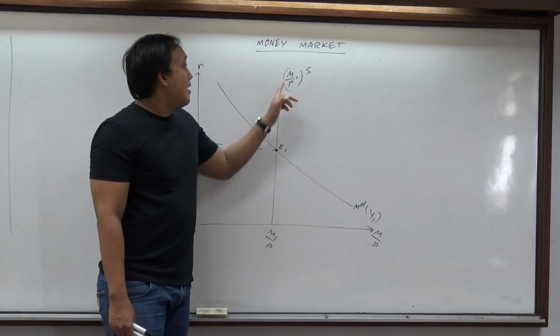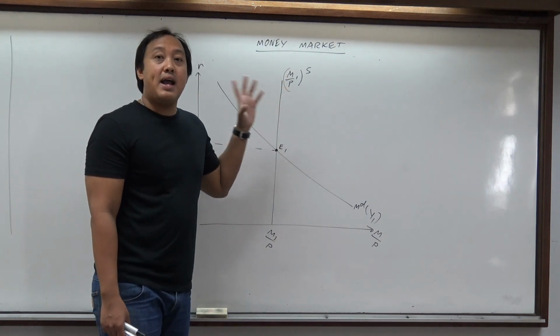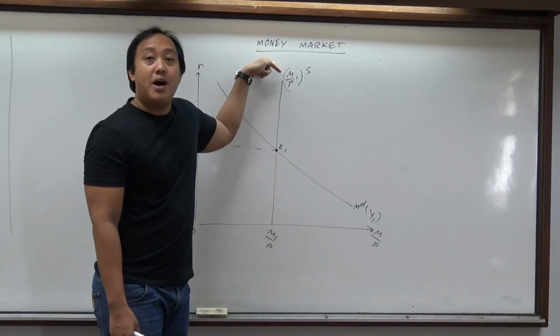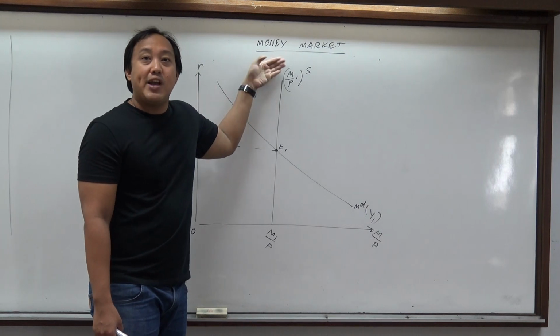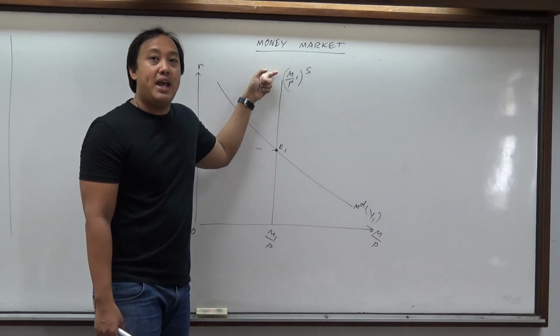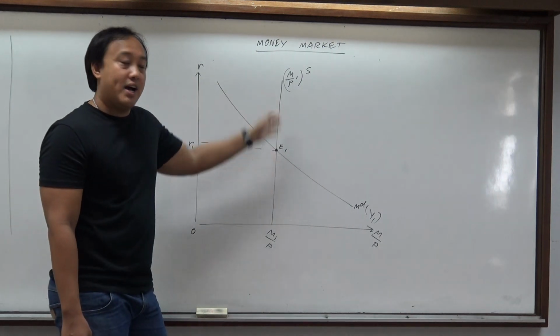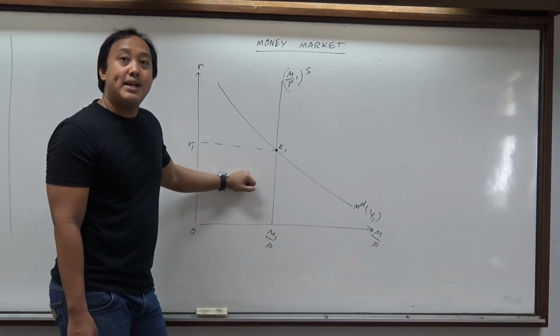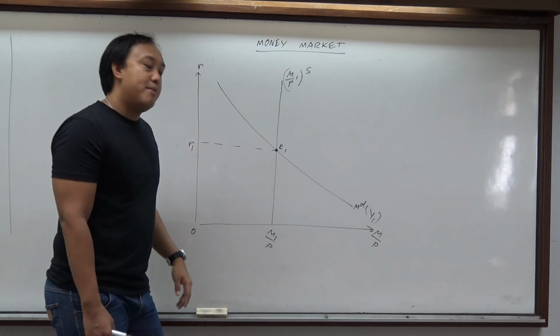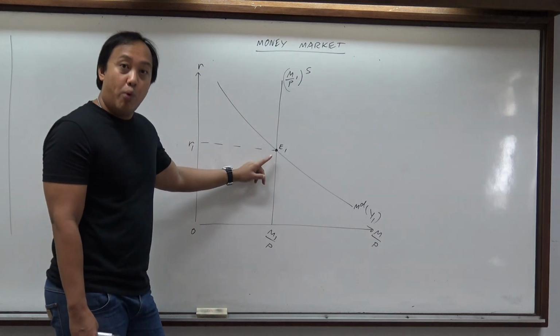Again, for the real money supply curve, the central bank has the ability to control the amount of money in the economy, or M. For example, this one is M1 over P. The real money supply curve is always a vertical curve like this. The real money supply intersects with the real money demand, and then you have the equilibrium point E1.